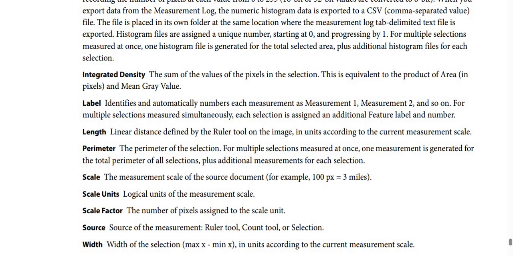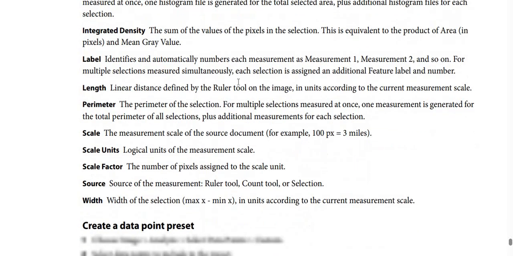So what's the meaning of label? Label means that it identifies and automatically numbers each measurement as Measurement 1, Measurement 2, and so on for multiple selections measured simultaneously. Each selection is assigned as an additional feature, label and number.